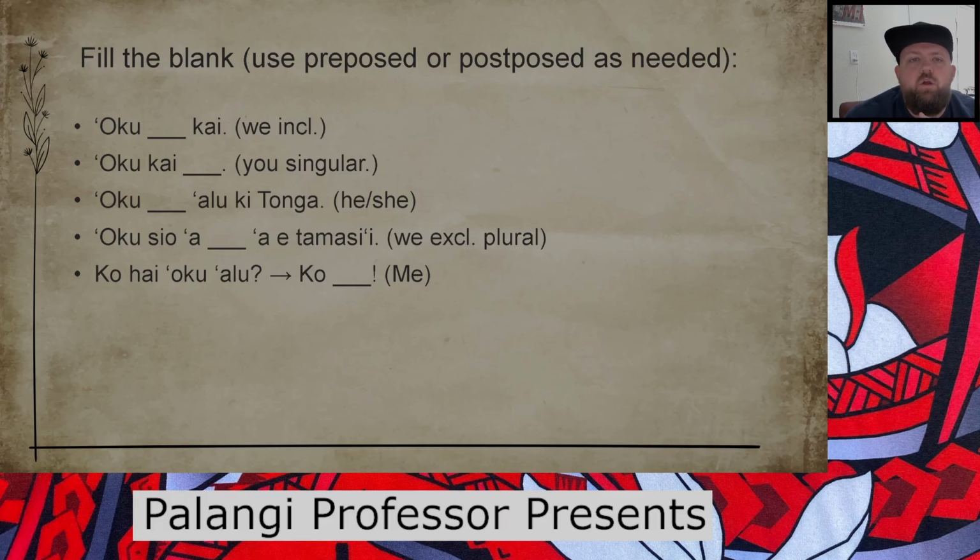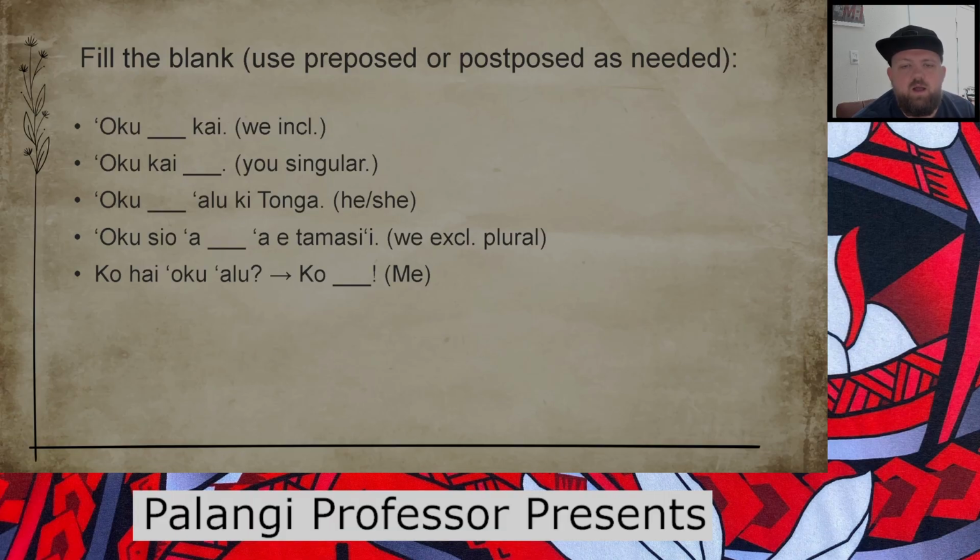All right, I'll go ahead and do some fill in the blanks here. Use prepose or postpose as needed. So obviously, if it's before the verb, we'd use prepose. If it's after the verb, we'd use postpose. So, oku blank kai, and we're talking about we and inclusive, so including everybody. Oku kai, you singular, so one person, and this is postpose, it's after the verb. Oku blank alu ki Tonga, he or she, and it's before the verb, so preposed.